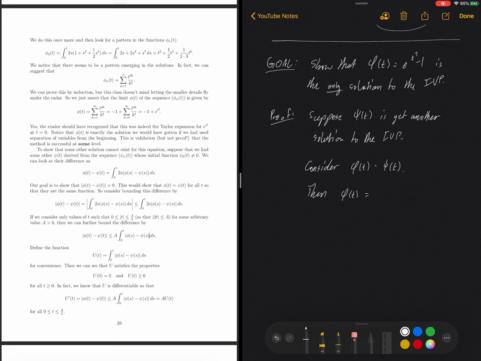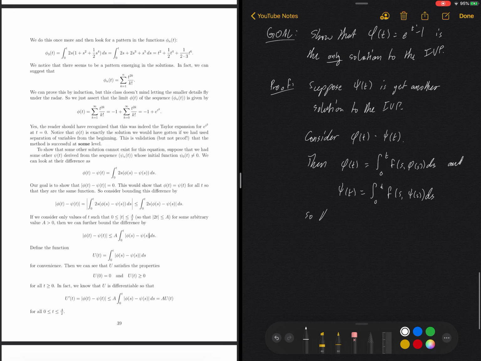Specifically, phi of t is going to be this integral from 0 to t of f of s, phi of s, integrated ds. First of all, remember, phi and psi both solve this integral equation. And psi is defined similarly. It has to do the same thing. So it would be supposedly a different fixed point of this integral operator. And we then consider their difference.